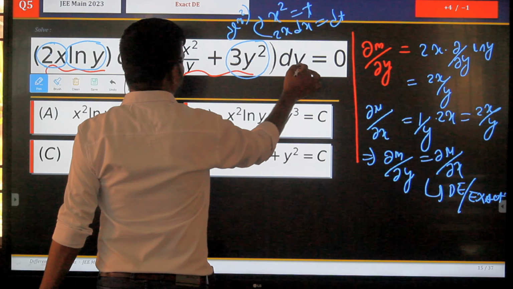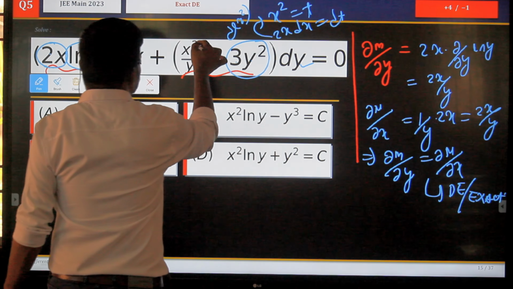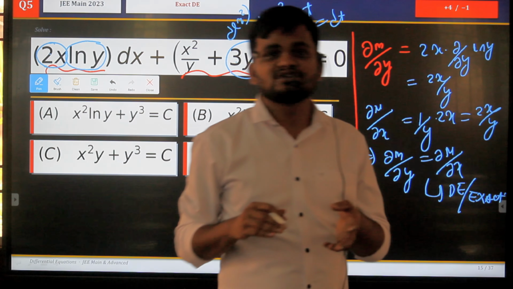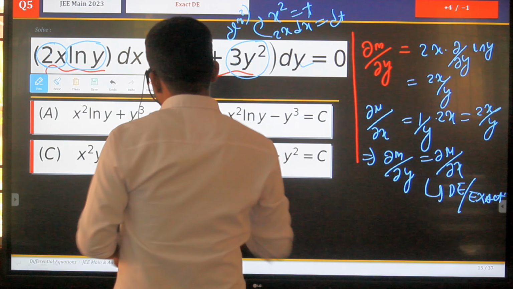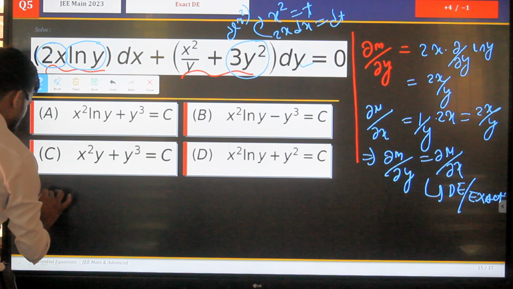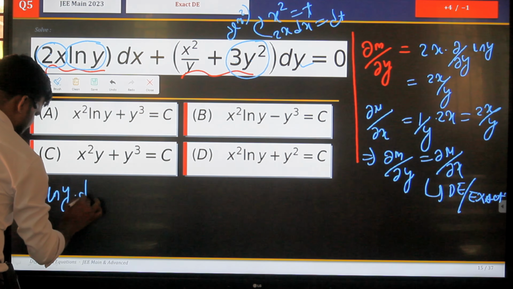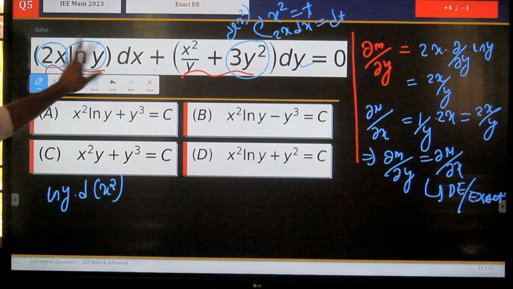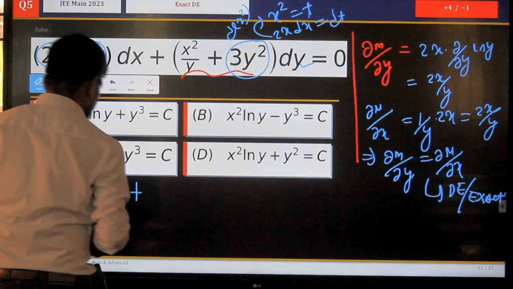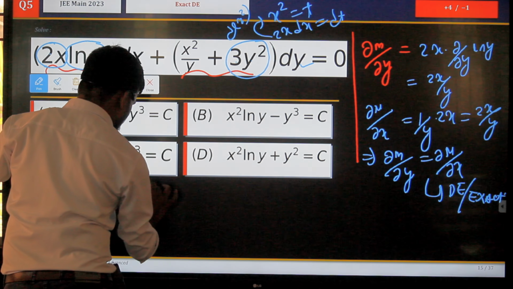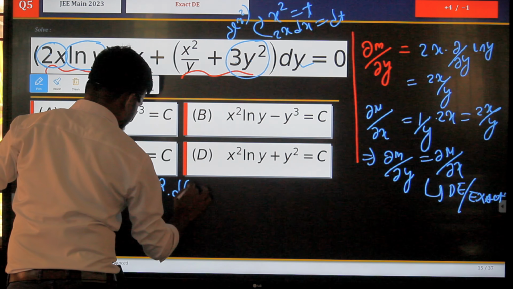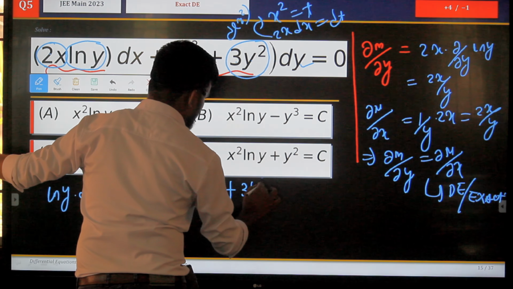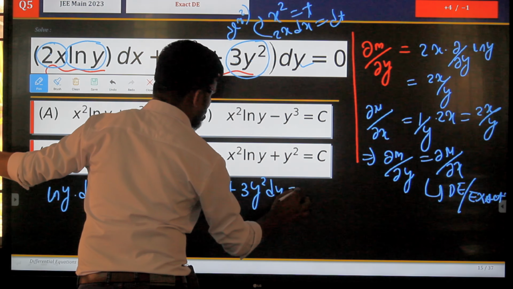Similarly, 3y square dy is no issue, directly we can integrate. For x square by y dy, x square is constant. After doing the derivative of which function do we get 1 by y? ln y. So I can write 2x ln y dx as ln y times the derivative of x square, from 2x dx ln y, correct, plus this x square by y dy, we can write as x square into derivative of ln y, correct, plus let me write as it is 3y square dy is equal to 0.